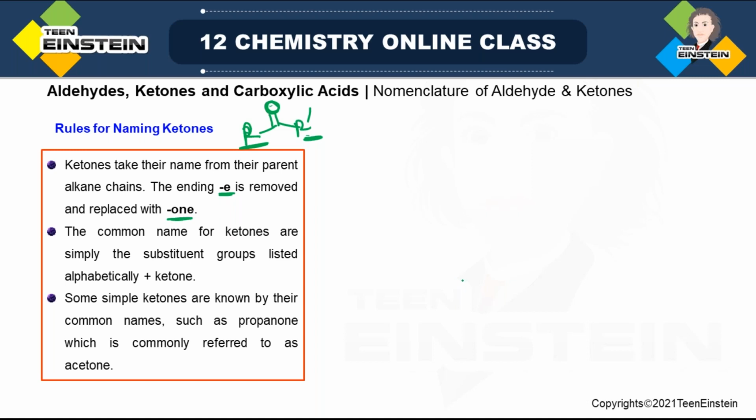If it is a very simple structure, you can use common names, but not always. When the structure is very complex or large, common names are not used. But for simple ones, we do not use IUPAC, mostly common names are used. Even when you get problems, you will see the common names there. So that is why it is important for us to remember common names for the simple ketones and aldehydes.